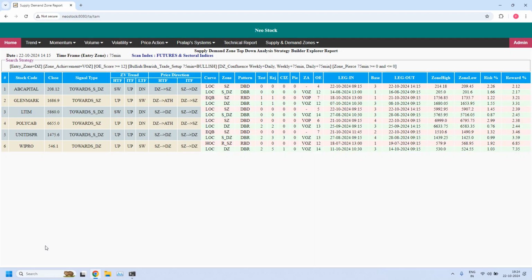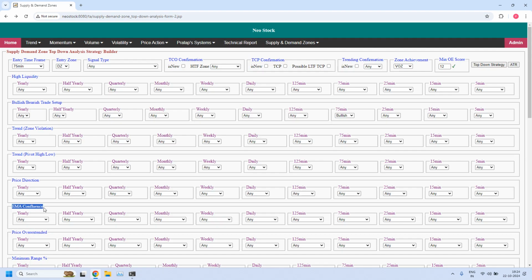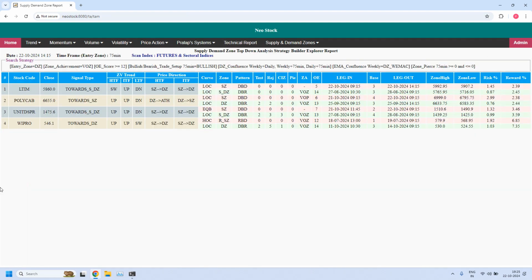HTF is weekly. Some of these weekly stocks are having uptrend. If those uptrend stocks are having the weekly EMA confluence, they are even more high probability setups. Let's verify. In the EMA confluence weekly time frame, I'm setting the filter weekly demand zone with weekly EMA confluence. We got 4 stocks. All these 4 demand zones are high probability setup supported demand zones.